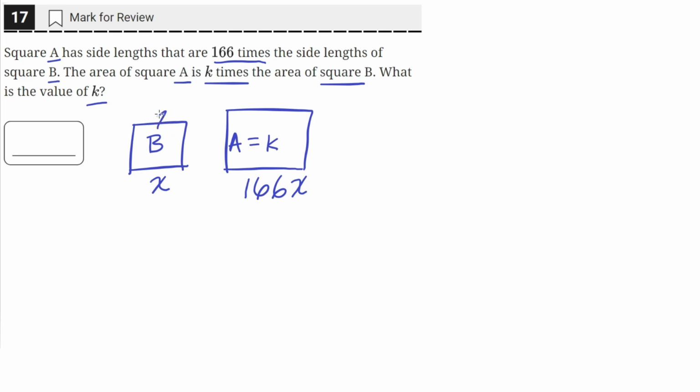So we'll just say the area of square B is y. So we'll say it's ky. Okay. What is the value of k? So we need to find out this constant right here that relates the area of square A with the area of square B. So we know that the area of square B is just going to be x squared. So that's going to be y. And we know that the area of square A is just going to be 166x squared.